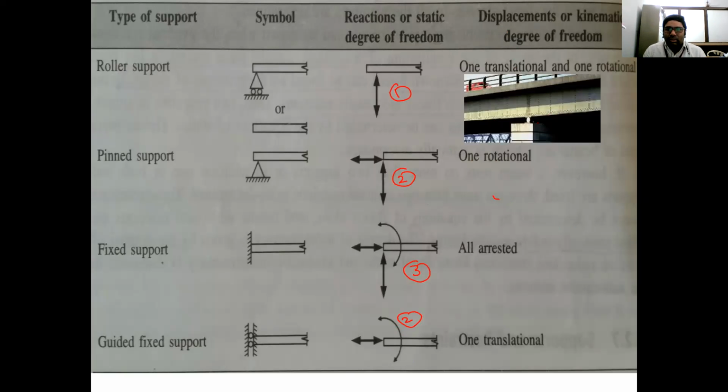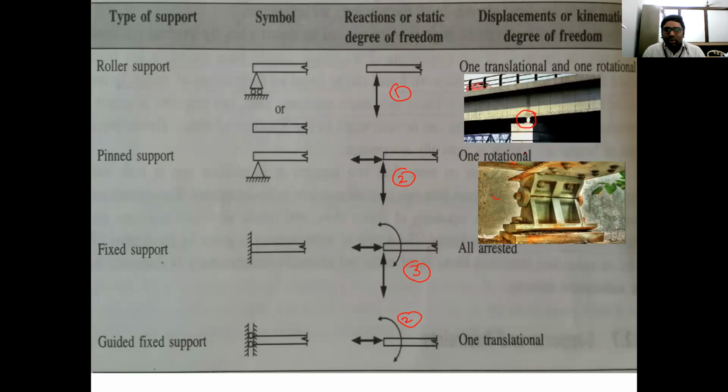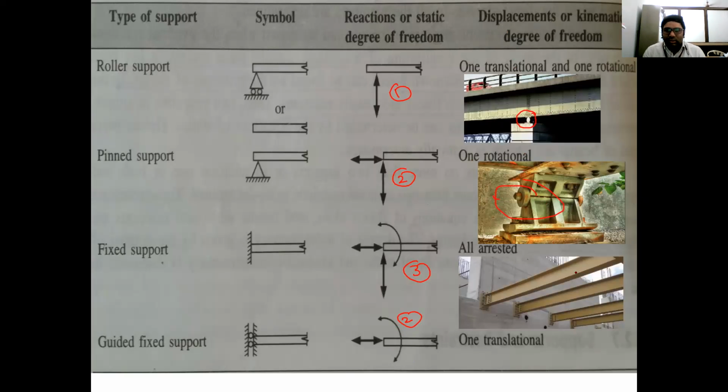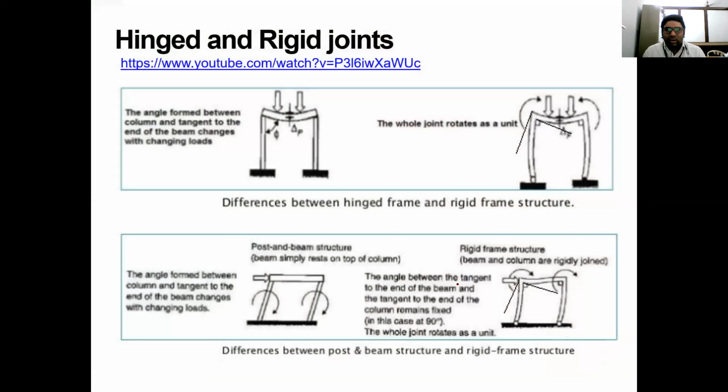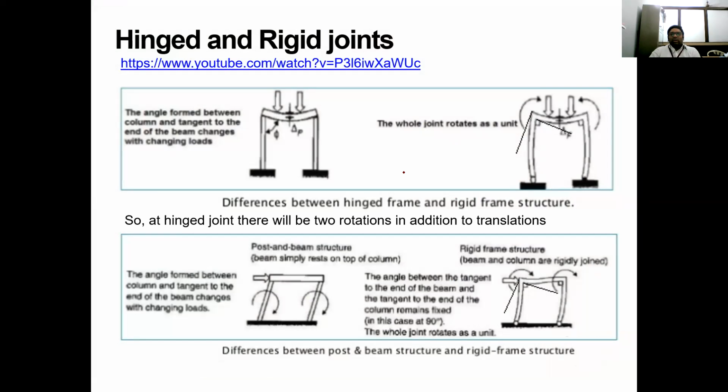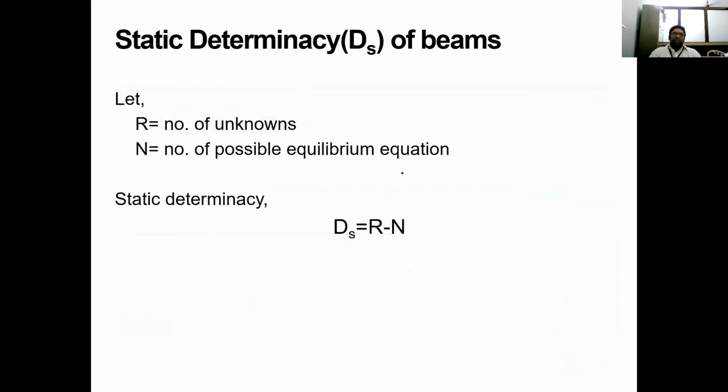Some of the practical examples also are shown again. You should never forget this. Roller support, this is an example of a pinned support. This is the example of a fixed support to the wall. And you can see this is a guided fixed support. Now, one more important thing that we need to understand is the difference between a hinged support as well as a rigid support. So this topic I will hold till I finish off static indeterminacy, then I will come back to that.